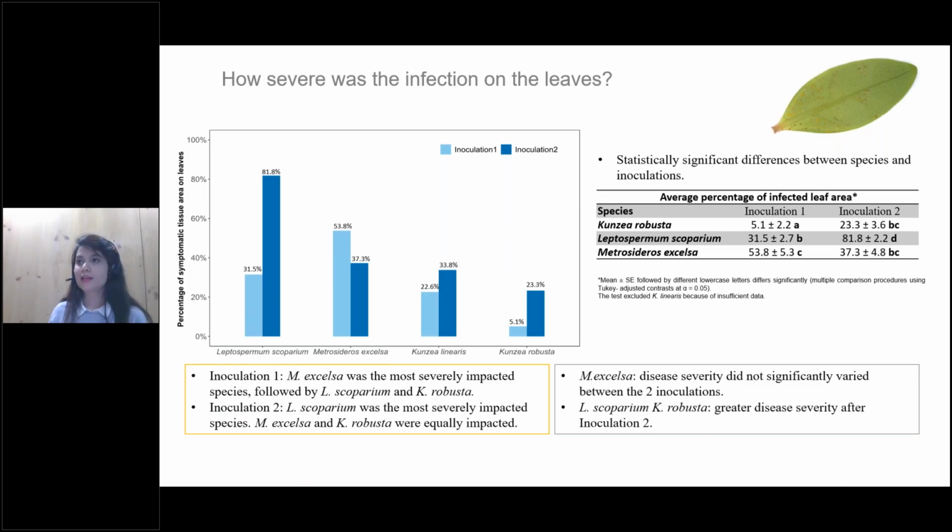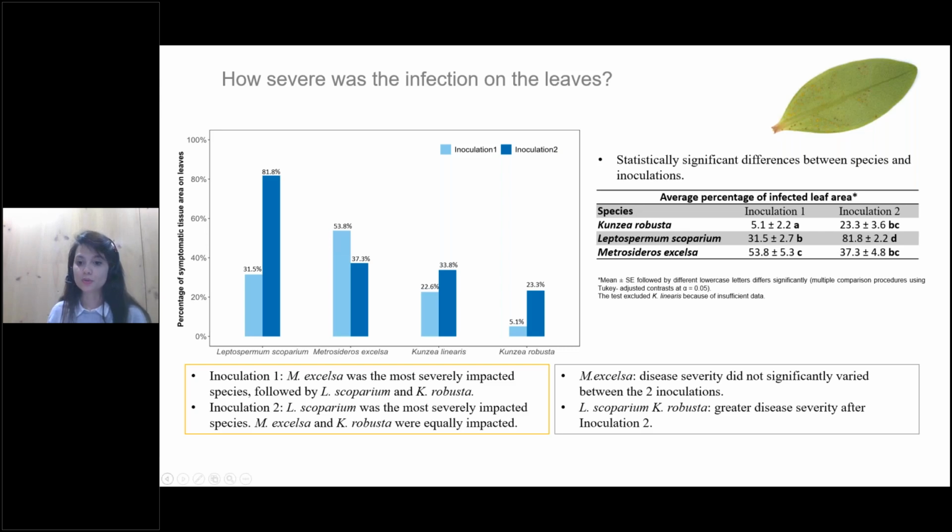So we did the same analysis with the disease severity on the leaves, and again we had significant differences between species and inoculation. So after inoculation 1, Metrosideros excelsa was the most severely impacted species with 54% of the leaf area covered with spores, followed by Leptospermum scoparium, 31%, and Kunzea robusta, 5%.